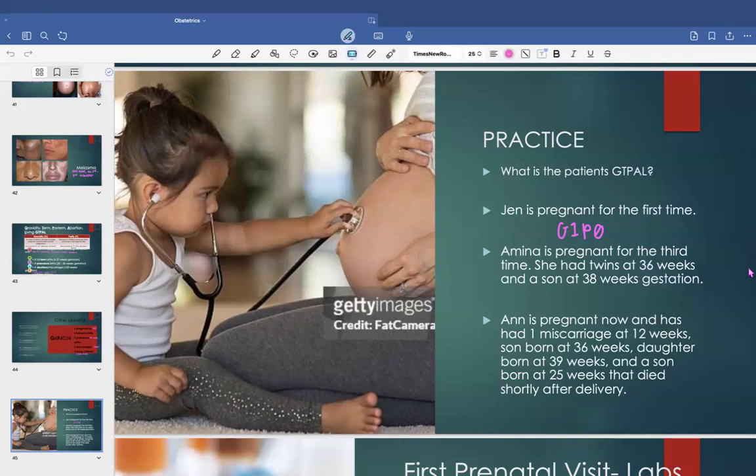Did she have any preterm birth? 1. Did she have any abortions or miscarriages? And how many living children does she have? 3. Good. So hers is G3, P1103.